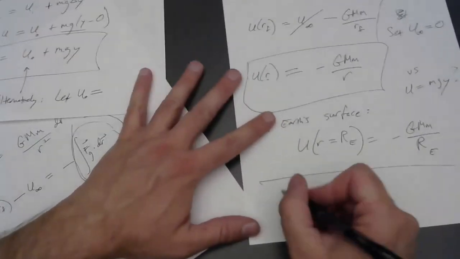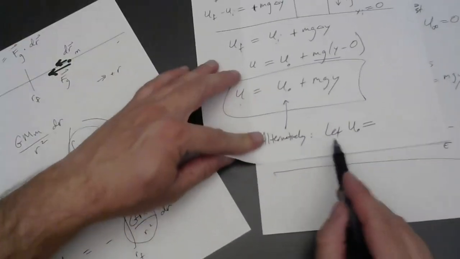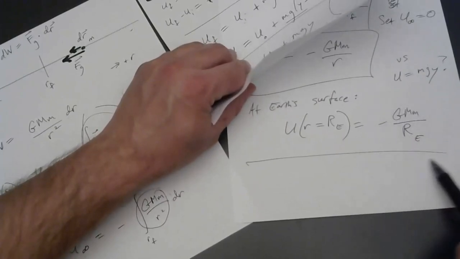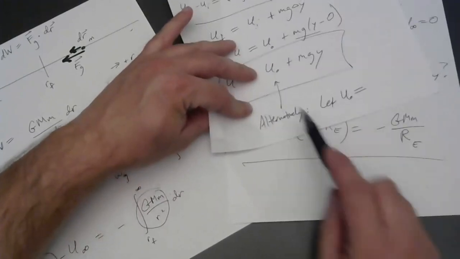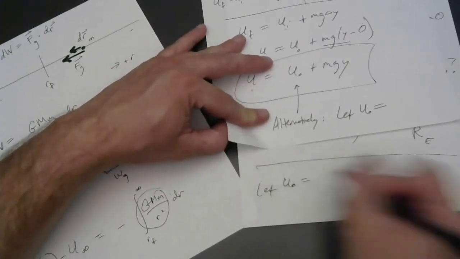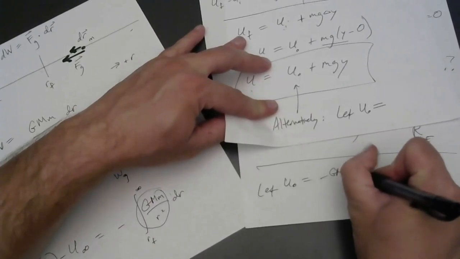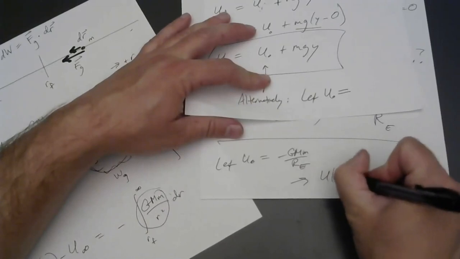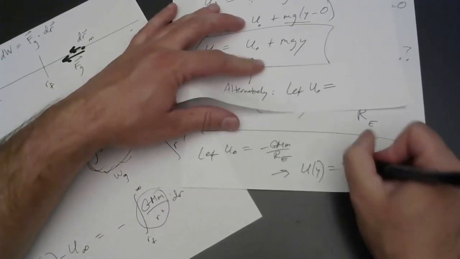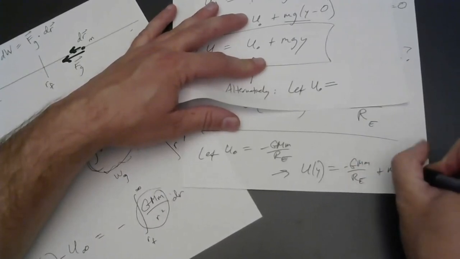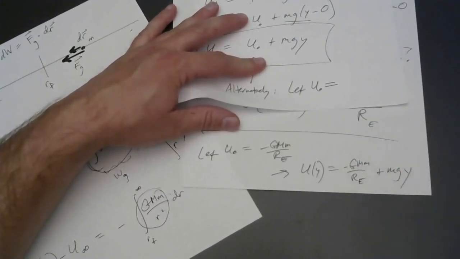So I'm running out of space here. Let's plug that in. Our new and improved potential energy formula, let's evaluate it at the surface of the Earth and plug that in as our reference potential. So we'll say let U not equal negative G big M little m over radius of the Earth. And then our potential energy from previously in the semester would be negative G big M little m over radius of the Earth plus M G Y.